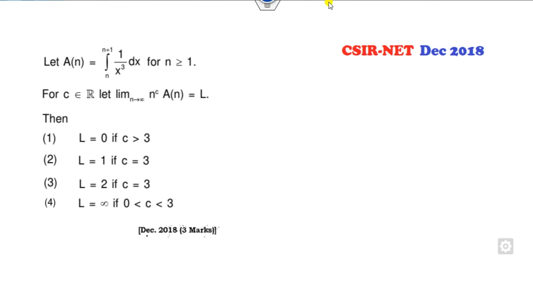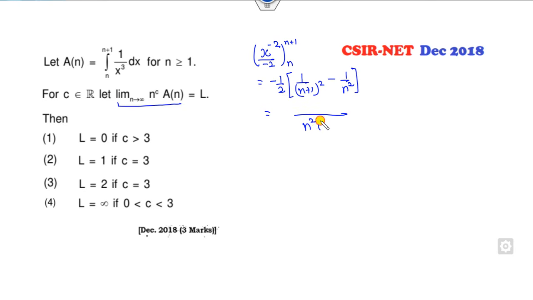Okay, look at this another one. An is given to be here. You have to find the limit of an. Firstly I can integrate this part. So it is minus 2 over minus 2 n to n plus 1. I can take minus 1 over 2 as common, n plus 1 square minus n square. If I take the LCM, it is n square, n plus 1 square. So minus, I can adjust it as 2n plus 1. This is my an. Then I can multiply by n to the power c and take the limit as n approaches infinity.